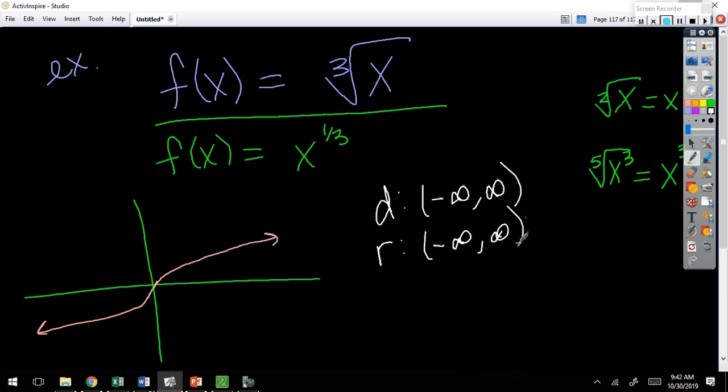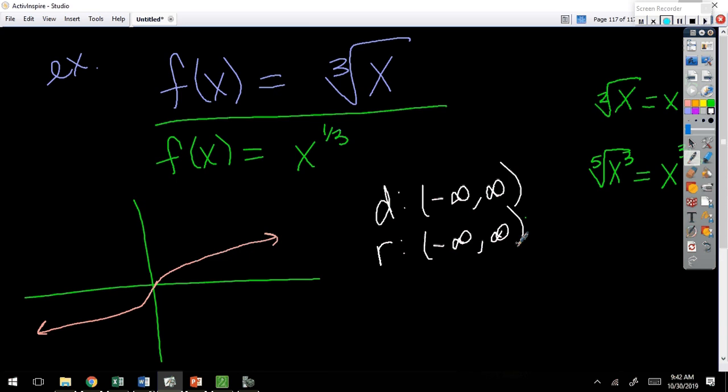Does it show any type of symmetry? Yes, it's odd. Why? If you put a negative x in there, it's going to completely be the total opposite.